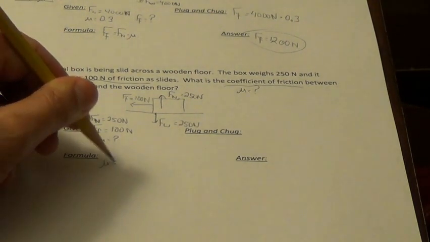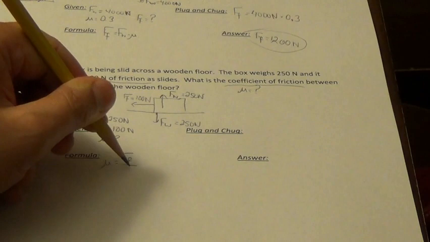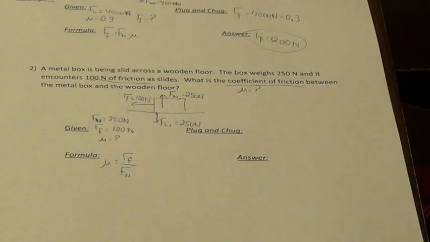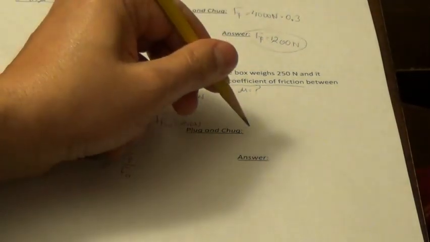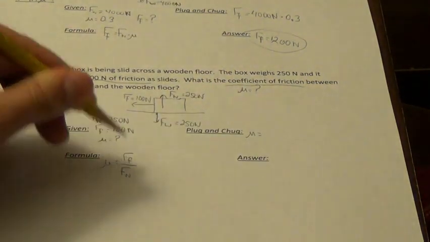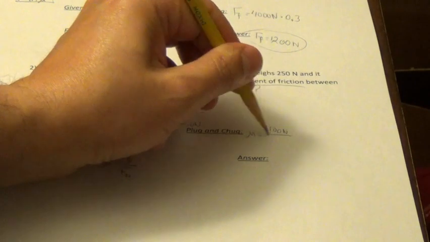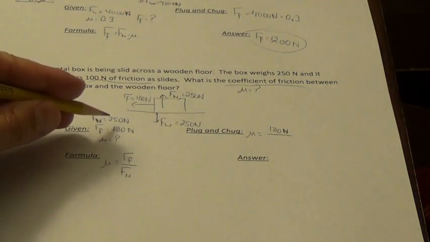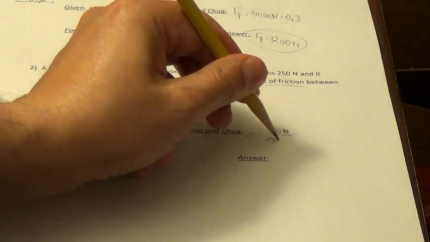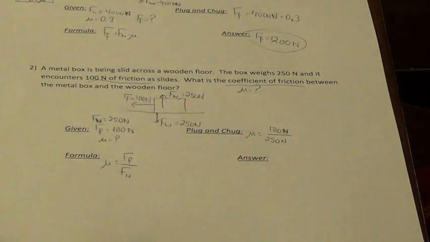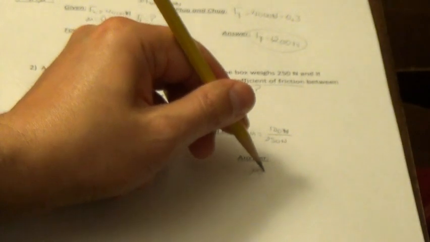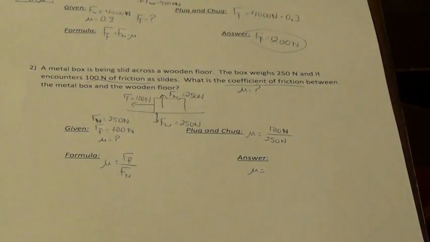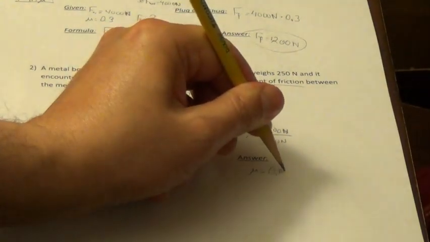So the coefficient of friction is the force of friction divided by the normal force. We go ahead and plug those numbers in. The force of friction we had said was 100 newtons. The normal force, the weight of the object, was 250, so we plug that in on bottom. And when you divide those numbers, you can go ahead and calculate it yourself. You can pause the video. But when you get your answer, you should come out with 0.4.